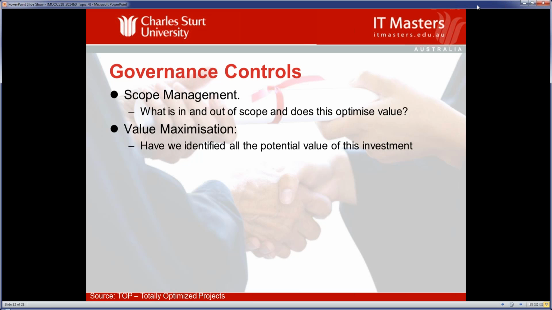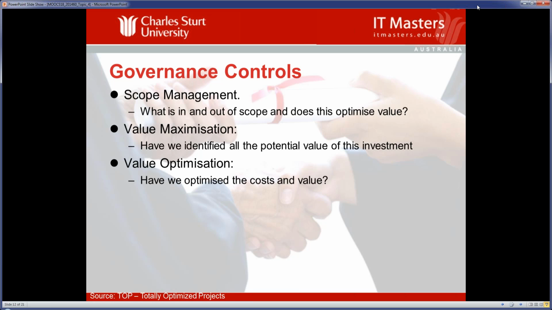The next thing I want to talk through tonight is value maximization. So all the potential value. Have we really understood all the value that this particular program or project can do for us? And I'll give you some points and questions in each of these, of course. And then, once we've maximized the value, how do we actually optimize it? So there may be some things that will give us some value, but is it worthwhile chasing? So that's when we start getting into optimization.